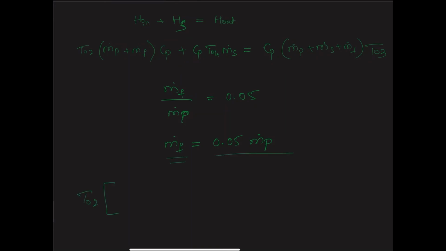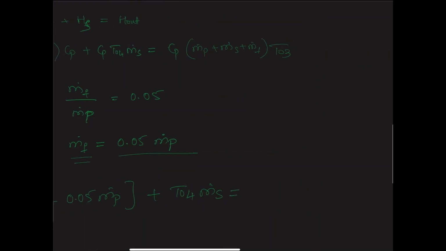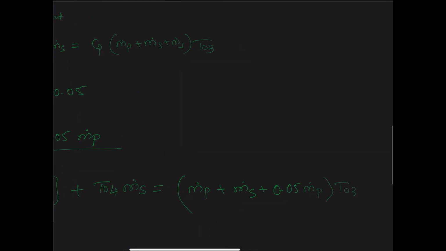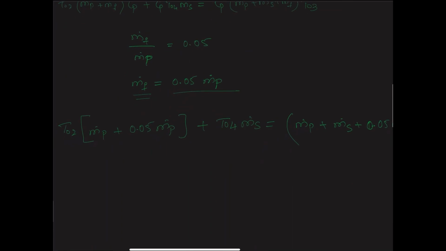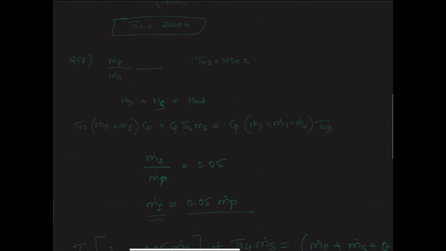So T02 into the mass flow rate of the primary stream plus 0.05 times the mass flow rate of the primary stream, plus T04 into the secondary stream, Cp we are neglecting, equals the mass flow rate of primary stream plus secondary stream plus 0.05 times the primary stream, into T03. So if you rearrange the terms here, you will get 1.05 times, divided by the mass flow rate of the secondary stream, because we need to calculate that ratio.